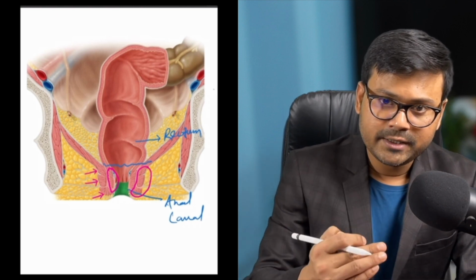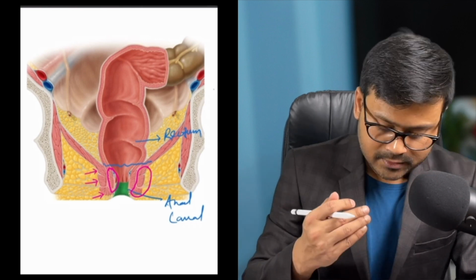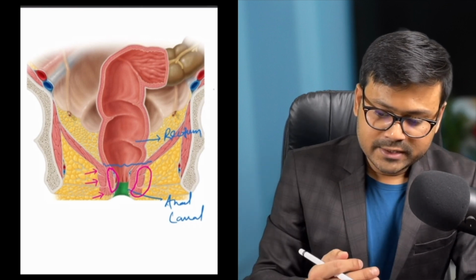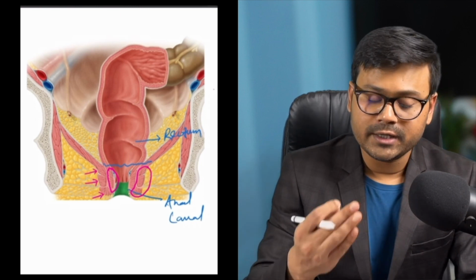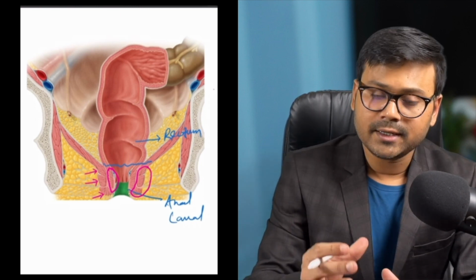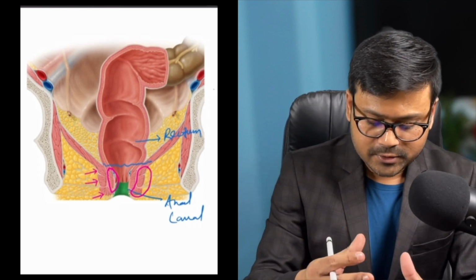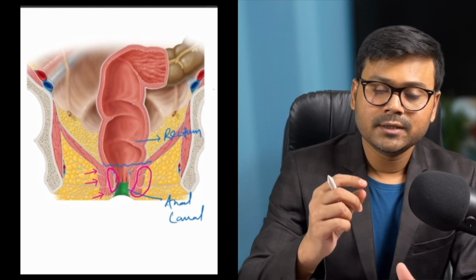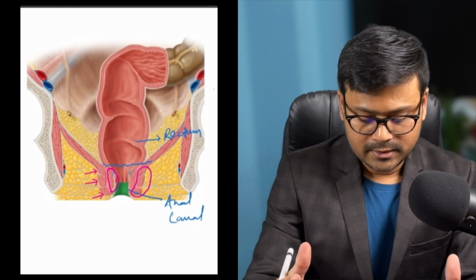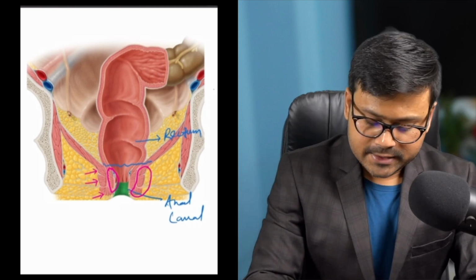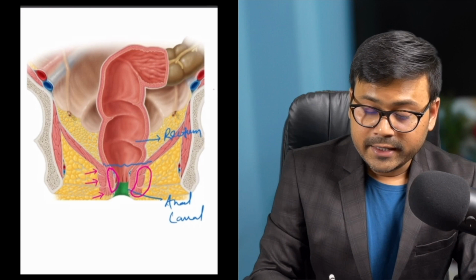Upper, mid and lower. Upper part also called as the deep part. The middle part is also known as the superficial part, and the inferior most part is the subcutaneous part. The upper part of the external anal sphincter has a relation with puborectalis muscle. Some fibers of the deep part of this external anal sphincter blend with the puborectalis muscle.